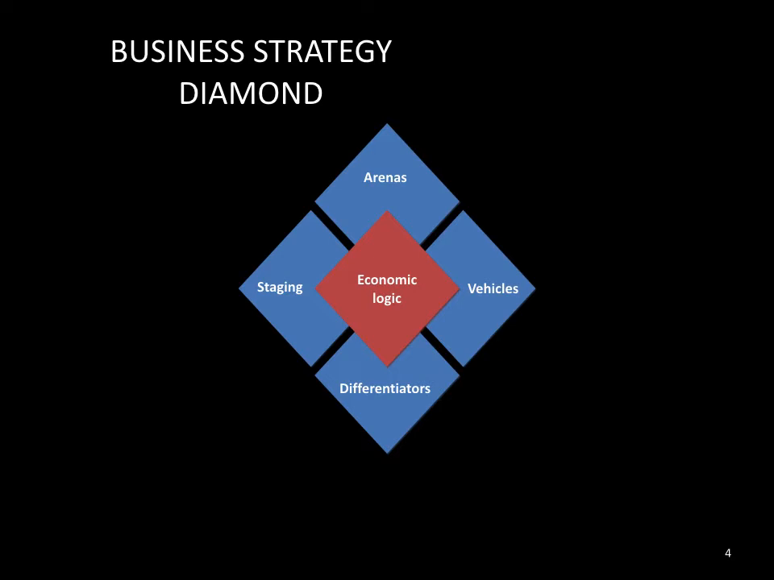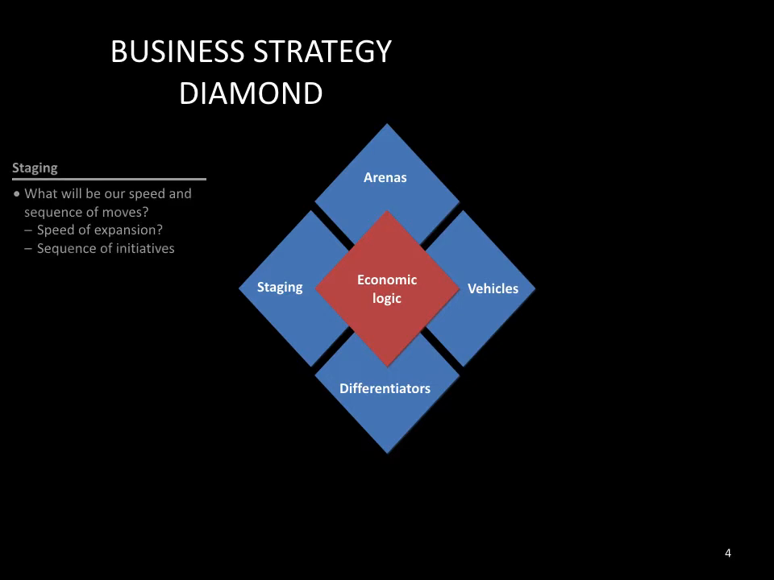He called it the strategy diamond, with 5 components, and let me just go through quickly each one. He said one component of strategy is what he called the staging. They looked at the staging as really your growth, but more importantly, how fast you want it to grow and what the sequence of growth will be.